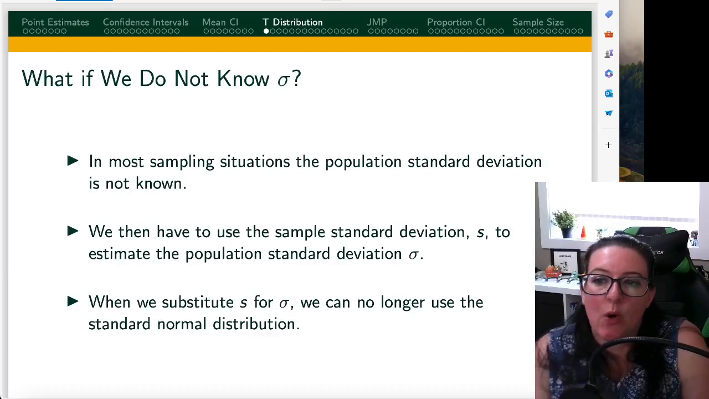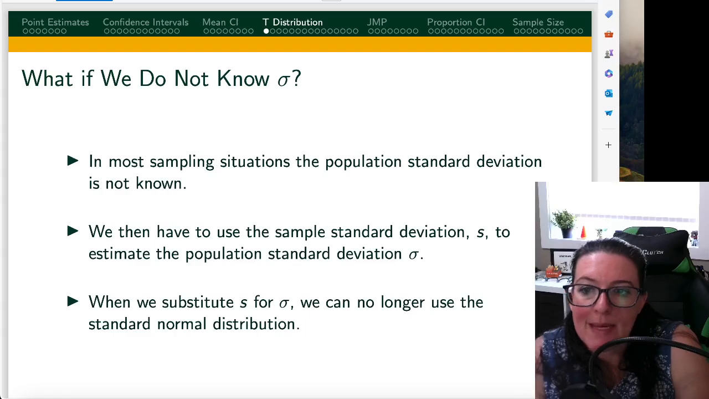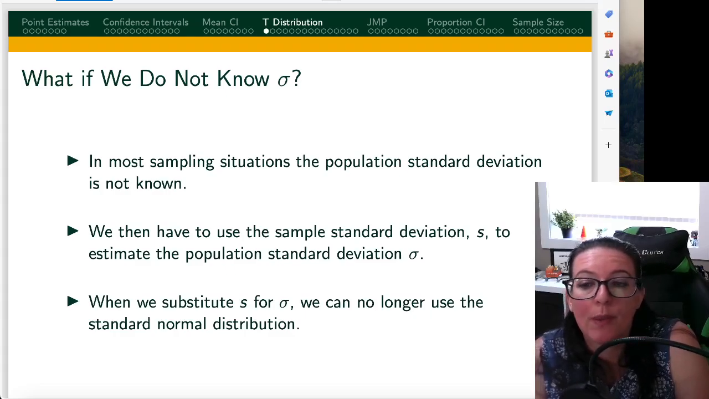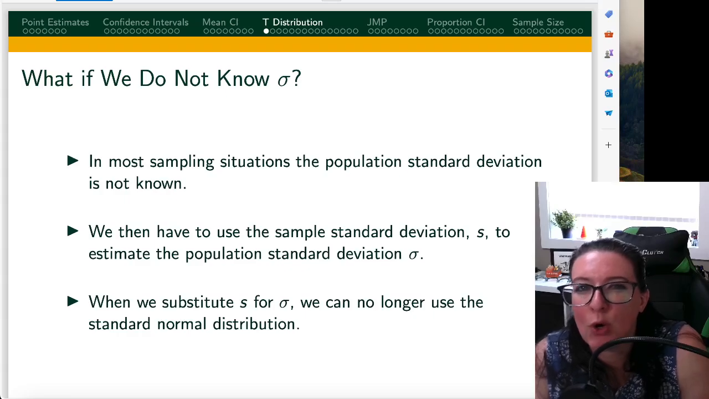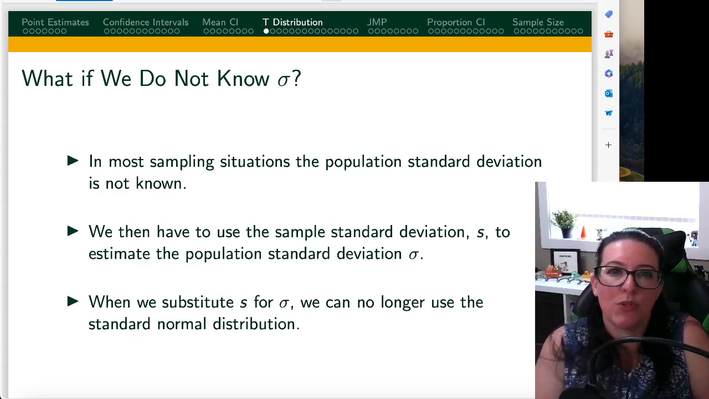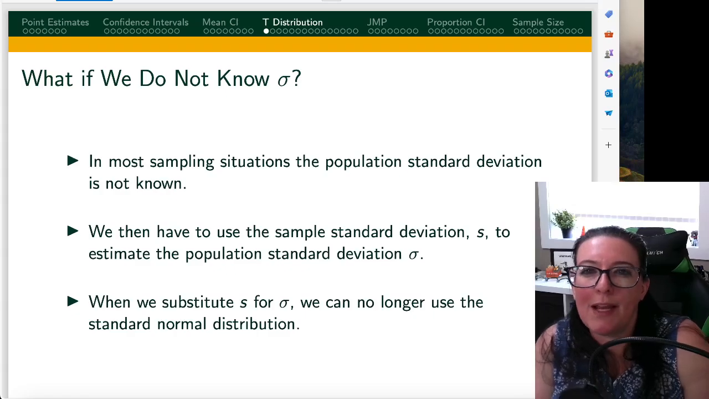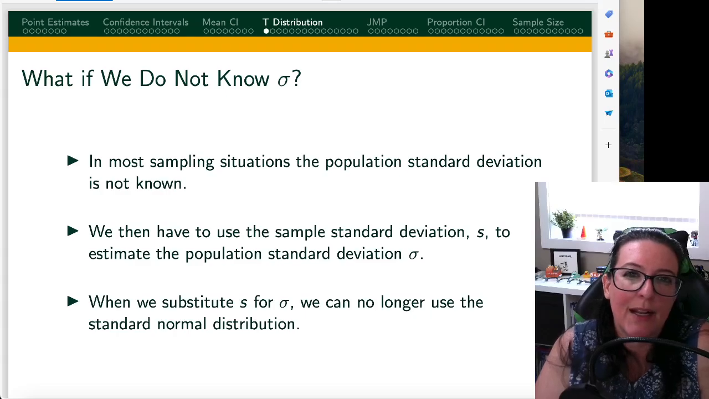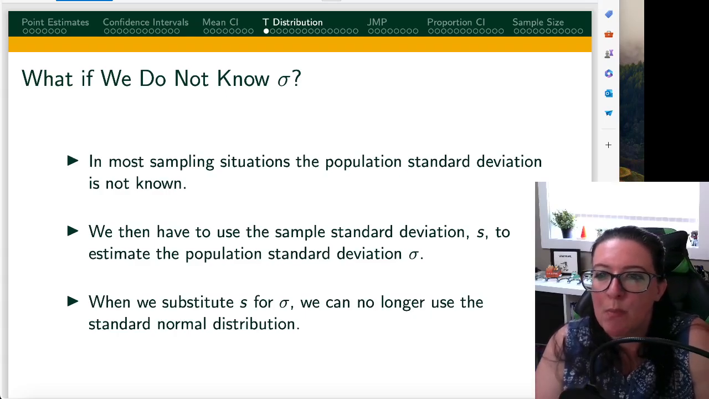In our previous video, we found the confidence interval for a mean where the standard deviation in the population, so the variability in the data, was known for the population. But what if we don't know the standard deviation or variability in the population? In fact, it's more likely than not that we don't. If we don't know the population parameter, the mean, why would we know the variability in the population as well? So in most sampling situations, the population standard deviation sigma is not known.